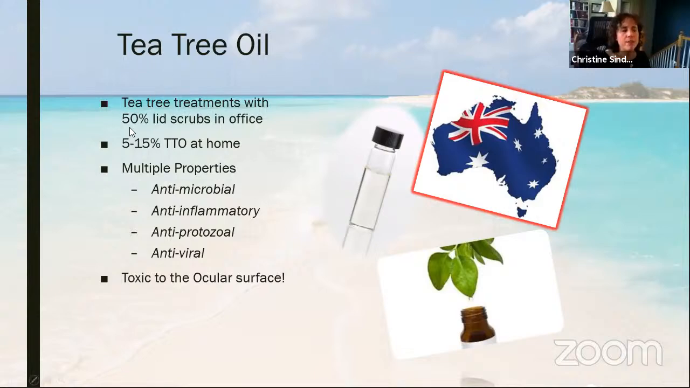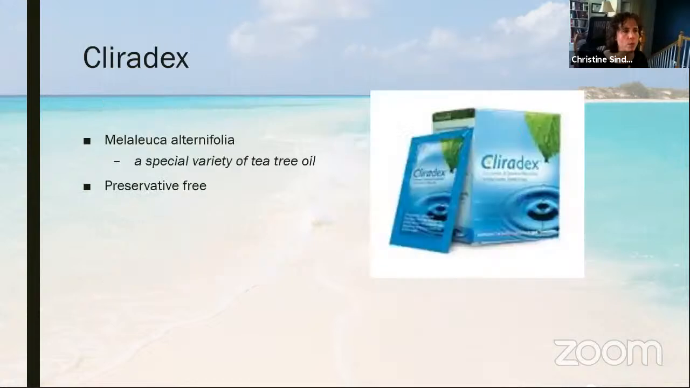There are some reports out there saying that you can use a 50% tea tree oil combination to do lid scrubs in office. I don't do that anymore. I use a 25% for in-office scrubbing, just because that tea tree oil is so very toxic. But this is a very inexpensive way for patients to get their Demodex under control at home. There's a number of products that are available on the internet or on Amazon that are a combination of tea tree oil and coconut oil that the patients can commercially buy to use at home as well.